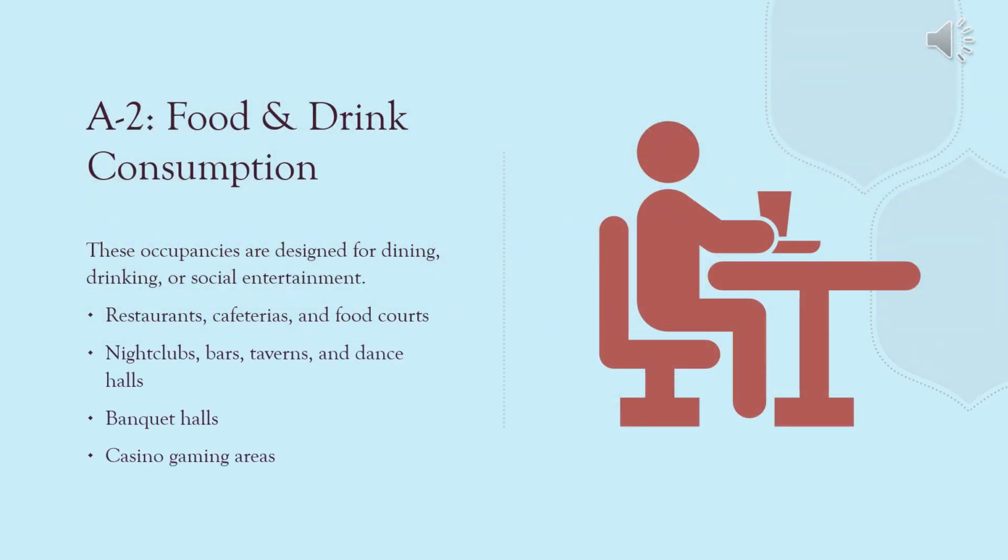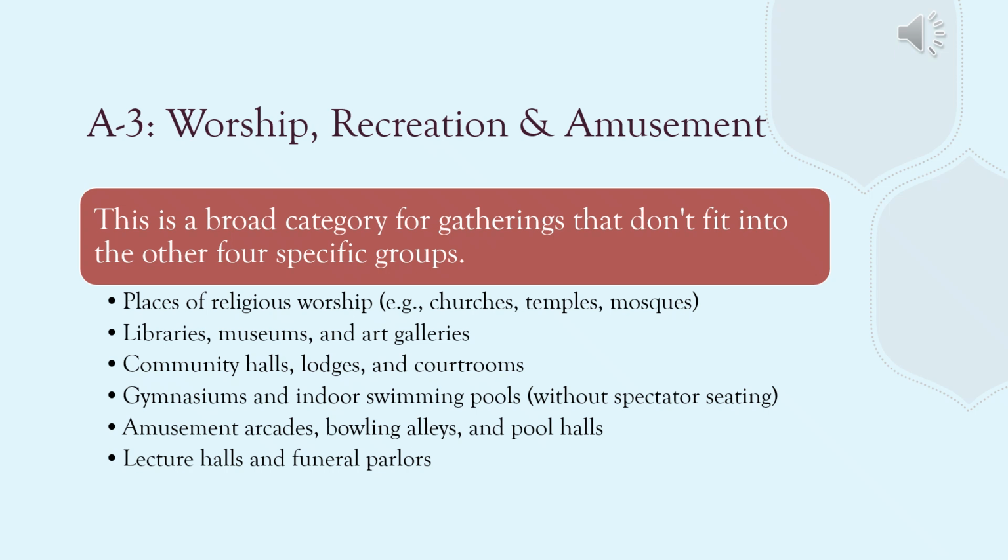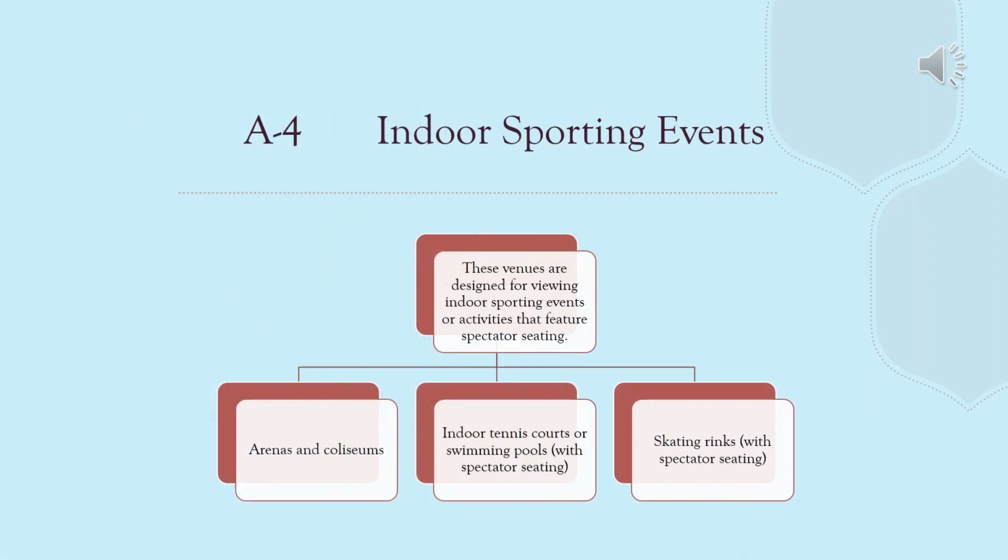When we consider A2, commonly we're looking at food and drink consumption. So these are restaurants, cafeterias, food courts, nightclubs, bars, taverns, banquet halls, casino gaming areas. When we talk about A3, we're talking about worship, recreation, and amusement, and it's a broad category, and it's for gatherings. So these are places of worship, churches, temples, mosques, libraries, museums, art galleries, community halls, gymnasiums, lecture halls, funeral parlors. There's quite an assortment that fit into this A3 category. A4 is indoor sporting events.